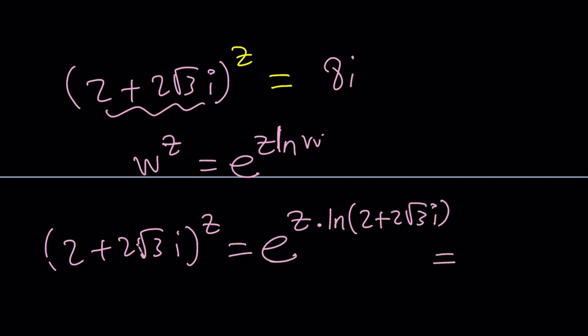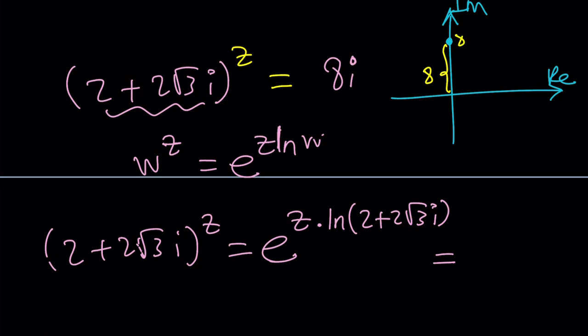On the right-hand side, we have 8i, but we also have to write it in polar form, which is e^(iθ). How do you do that though? 8i is going to be on the Argand plane, 8 units away from zero, and it's going to be on the imaginary axis because it's an imaginary number. It makes an angle of π/2 radians. That's going to be its argument.